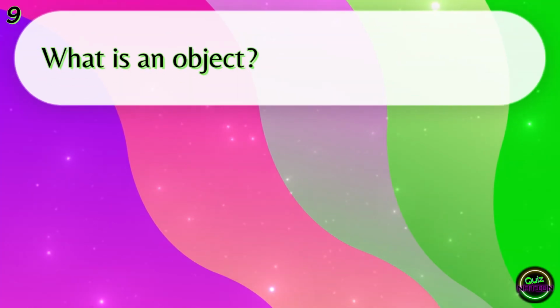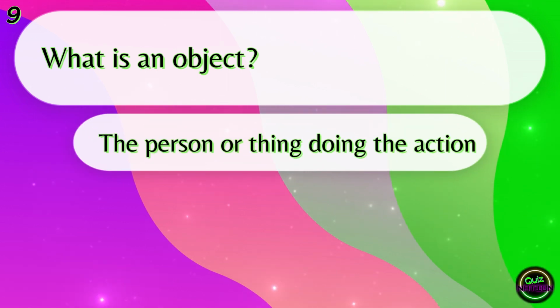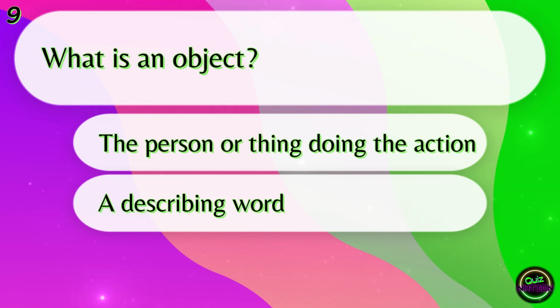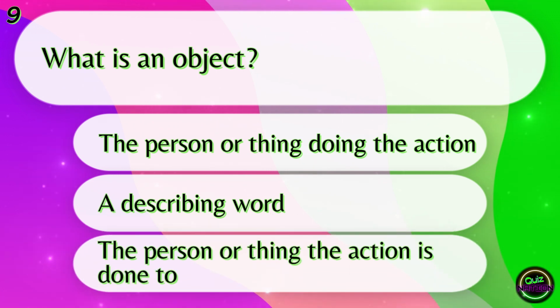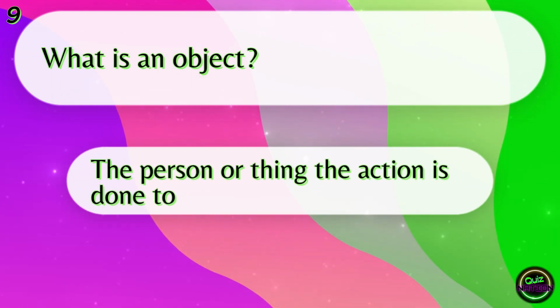What is an object? The person or thing doing the action. A describing word. The person or thing the action is done to. The person or thing the action is done to.